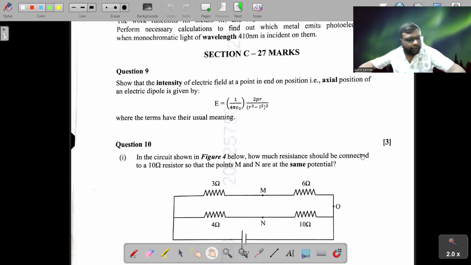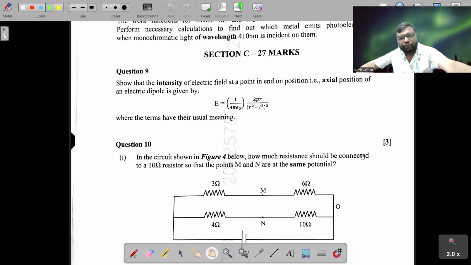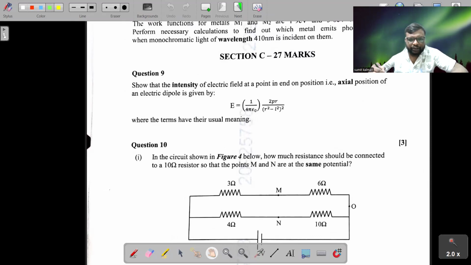So, hello, dear students. In last classes, we were solving the class 12th ISC Board 2026 paper, and we have solved paper up to section B. Today, we will solve section C, that is of 27 marks. Each question is of 3 mark, and there are total 9 questions in section C of total 27 marks. The first question is question number 9, as you can see on the screen.